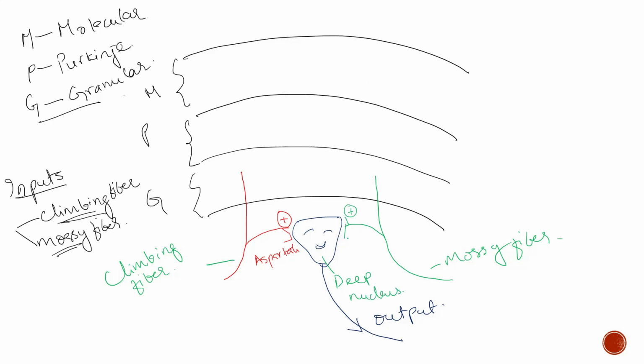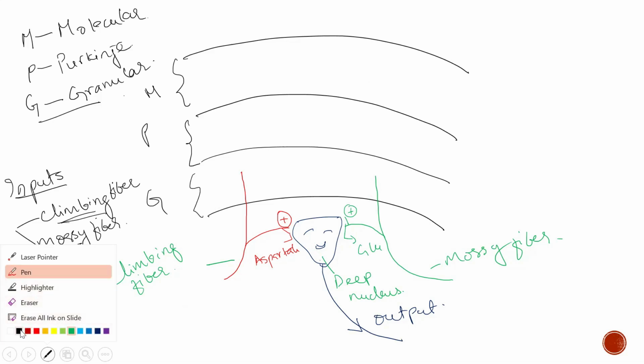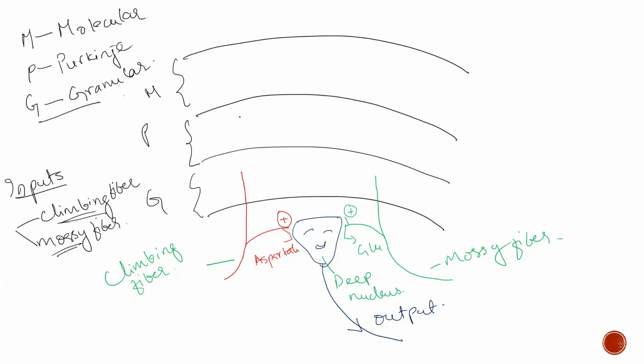And the neurotransmitter which is attached here, which is released here, is your glutamate. Okay. Now, look at the fun. Let us now draw the other cell components. It is a Purkinje layer.